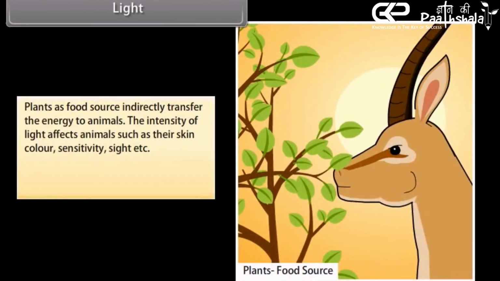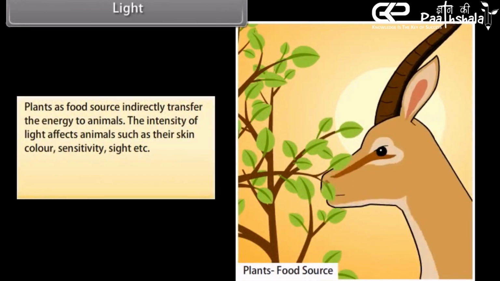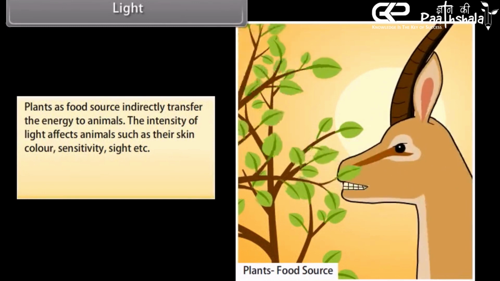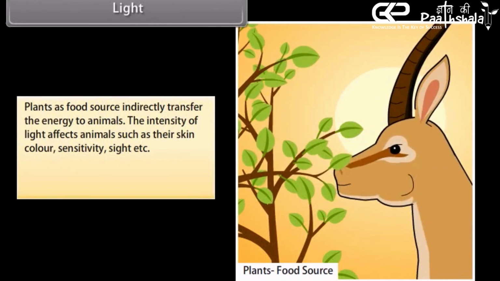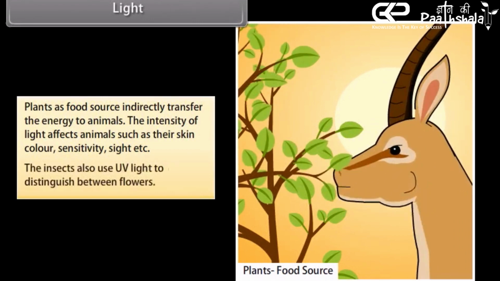Plants as food source indirectly transfer the energy to animals. The intensity of light affects animals such as their skin color, sensitivity, sight, etc. The insects also use UV light to distinguish between flowers. Soil.